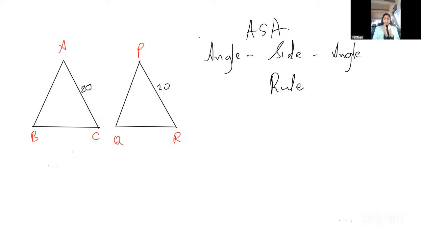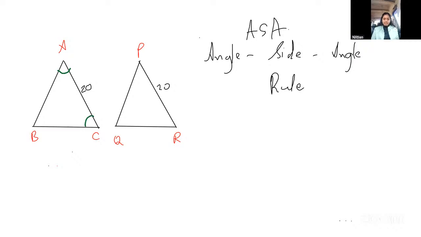Now come back to the first triangle ABC. You chose AC. What two angles are coming in AC? You didn't get my question. AC is between what two angles? AC is between angle A and angle C.